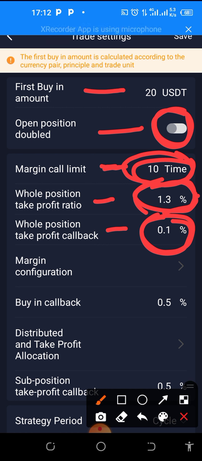I hope you get that. Then we have the margin configuration. I'll be coming back there, which is the major place I really need you to understand very well. Then we have the buying callback, where you see 0.5%.